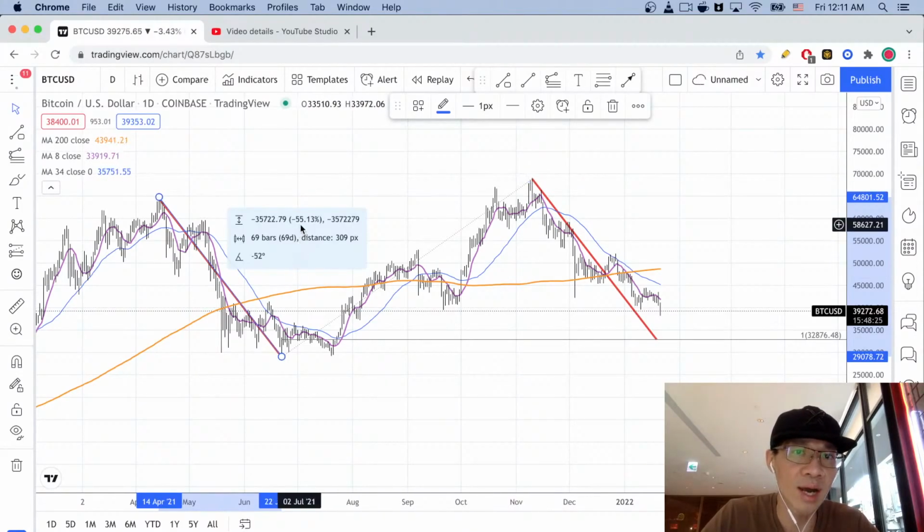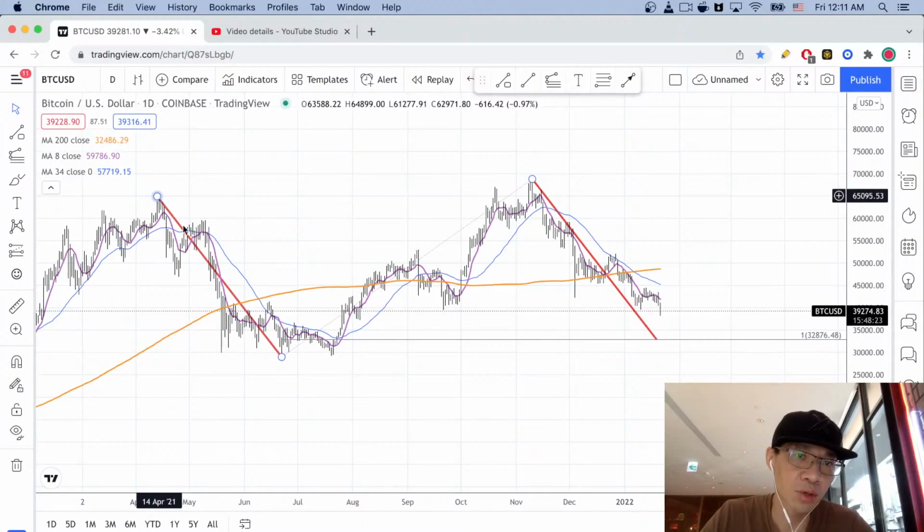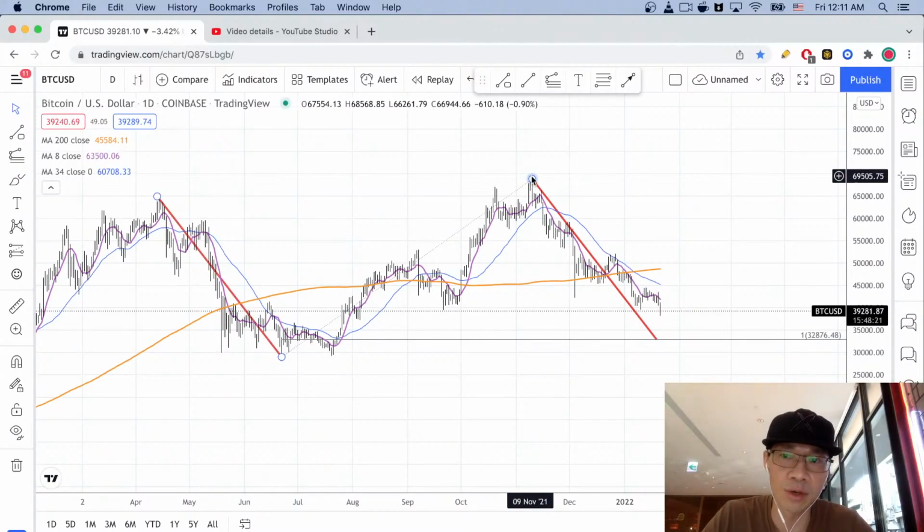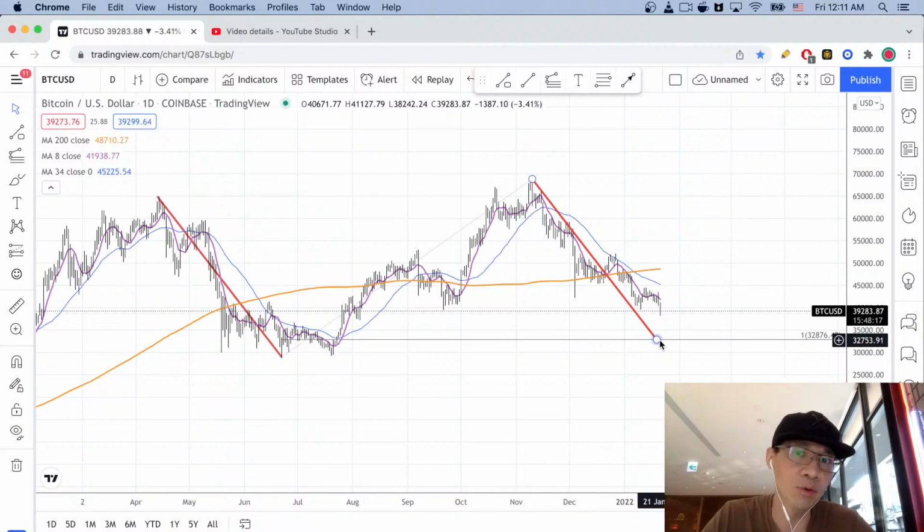So this is the reason why I duplicated this particular trend line and reprojected it over here. If we're getting more selling pressure, the first big support that I have is right around 32,700 and some change, okay?